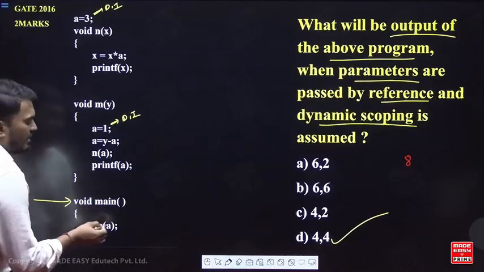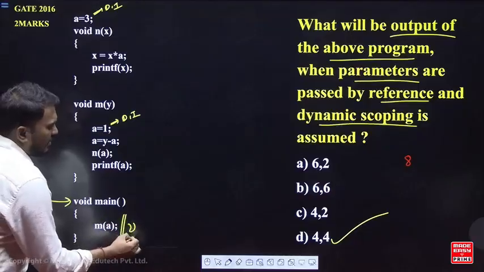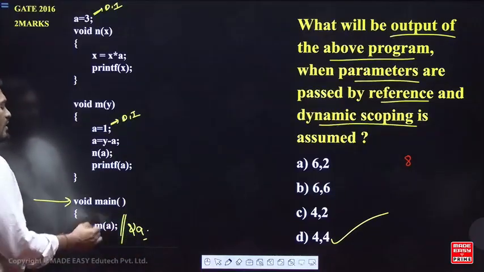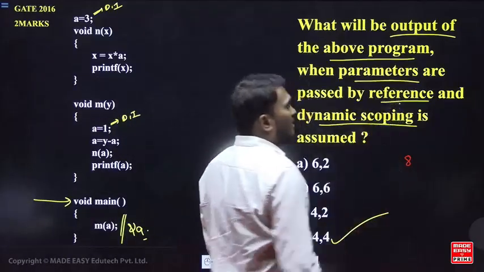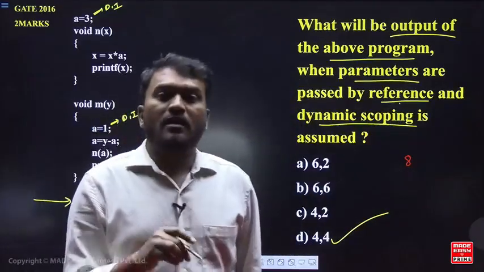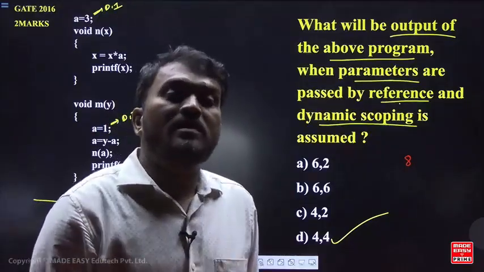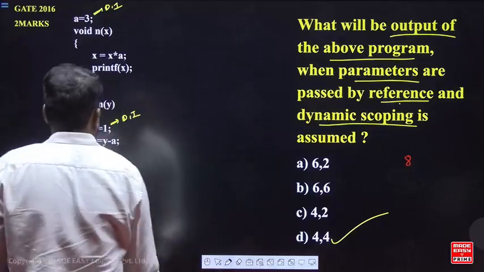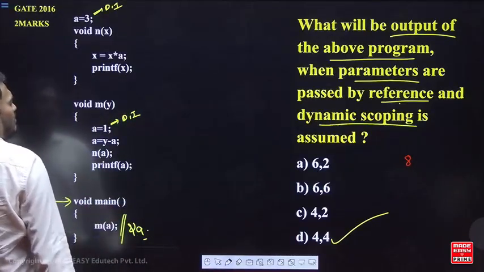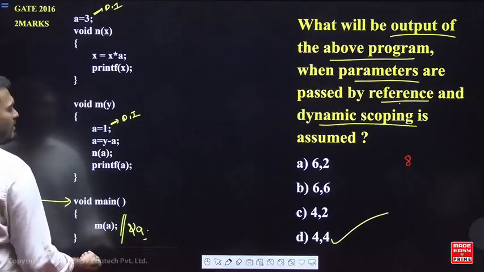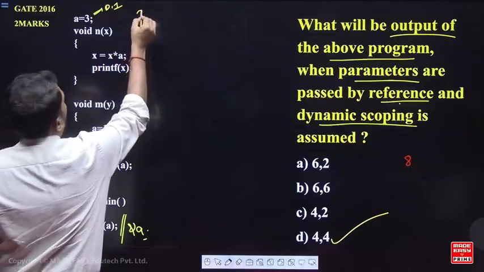Void main, M of A. When you are passing A here, it means you are passing the address, because it is a call by reference. In call by reference, whenever you pass the parameter, the address is being passed. Look at this address M of A. Which variable A here? A is a free variable. Which variable? Dynamic scoping. Is there a previous calling function? No. So which variable address are you passing? The global variable.